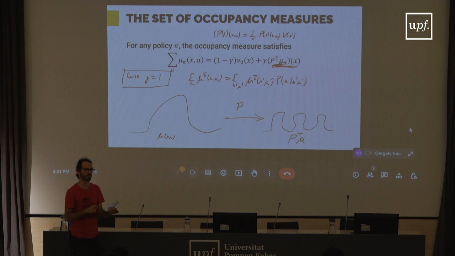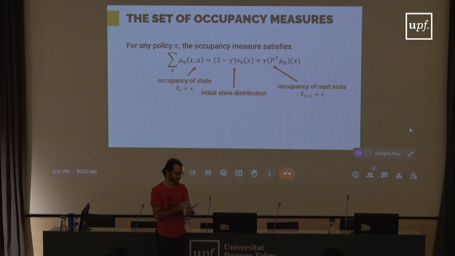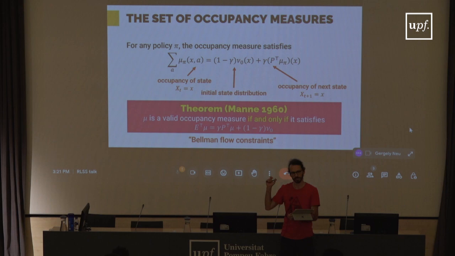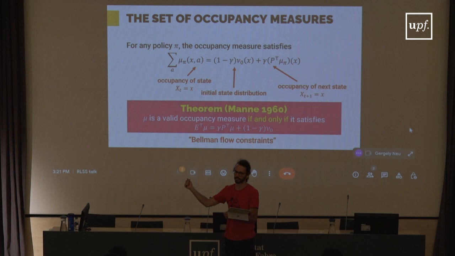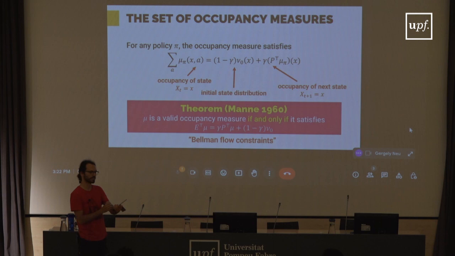But I suppose the bottom line is that the occupancy measure satisfies this very simple property. It can actually be shown that all occupancy measures satisfy this system of equations, and this goes the other way around as well. Every probability distribution that satisfies this property must be an occupancy measure. So mu is an occupancy measure if and only if it satisfies this system of equations.